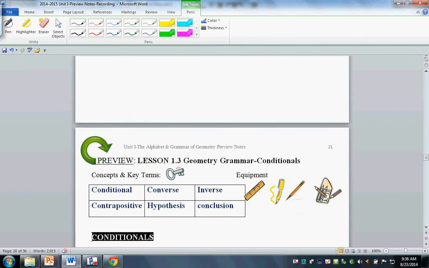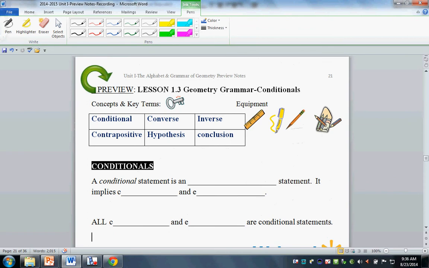All right, let's get into today's lesson. We're going to be talking about conditionals. These are your vocabulary words you need to be familiar with. The word conditional, what is it? What is the word converse, inverse, contrapositive, hypothesis, and conclusion? By the end of today's video, you should be able to go back to this vocabulary box and verbalize what all of these terms mean.